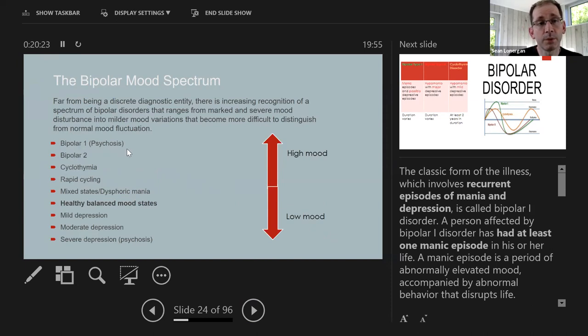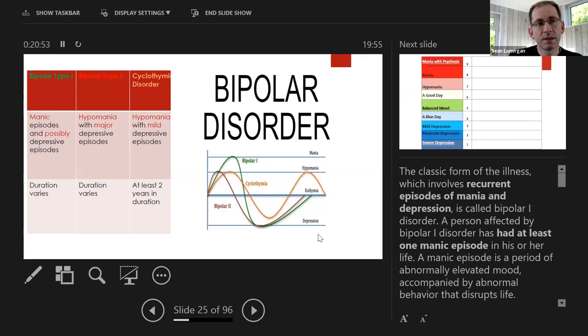So at the high end, we have bipolar 1 with potential for psychotic features or symptoms, bipolar 2, cyclothymia, rapid cycling, mixed mood states or dysphoric mania, where you have a combination of hypomania and depressive symptoms at the same time. And in the middle, we have our healthy mood states. And then we have degrees or severity of depression, so mild, moderate, severe, with or without psychotic symptoms at the end. So here's a bit of a representation of the 3 bipolar diagnoses that we were mentioning at the beginning.